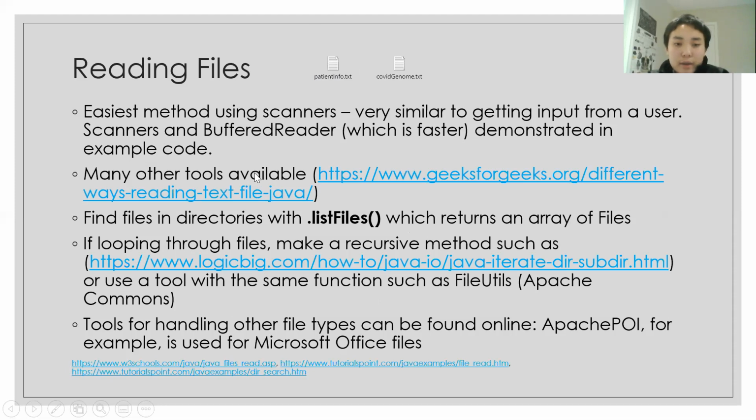There's a lot of different ways to read text files. There's a whole list here, and there's so many other ones. You can find files in a directory with listFiles, which returns an array of files. So if you have a file folder and you call listFiles on it, it returns all the files inside that folder. If you're looping through multiple nested file folders, you can use a recursive method or use a tool with the same function, such as the Apache Commons FileUtils tool, in order to loop through numerous nested file folders.